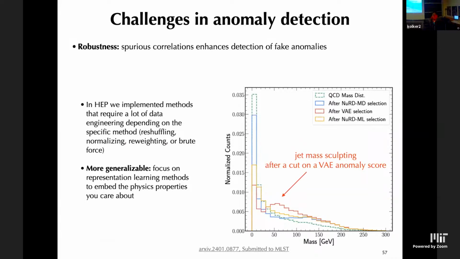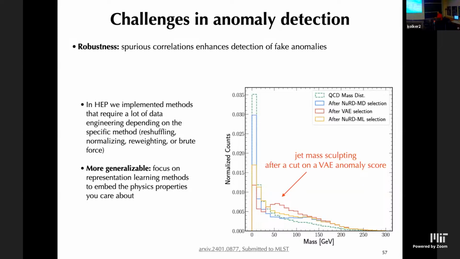So this brings me to my conclusions. I just wanted to mention the challenges we have in anomaly detection, both online and offline. We have problems with robustness. In fact, spurious correlations enhance detection of fake anomalies. This is an example for the jet mass. Once you start applying a selection on the anomaly score, you start having these kinds of effects, which are typically unwanted, because this is pure background, and you don't want it to be anomalous differently from the other parts of the spectrum.